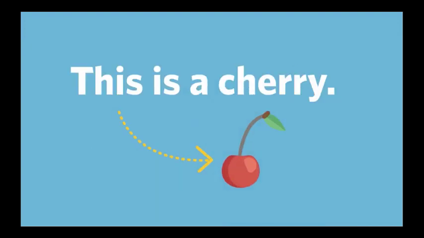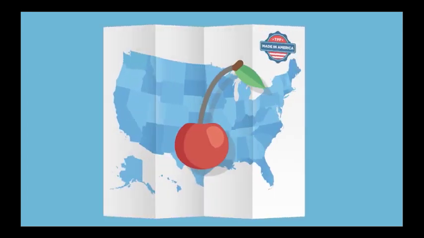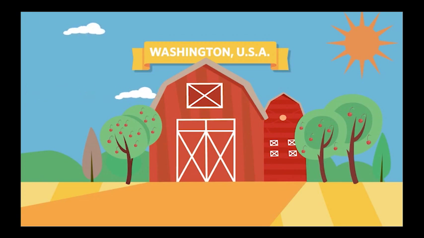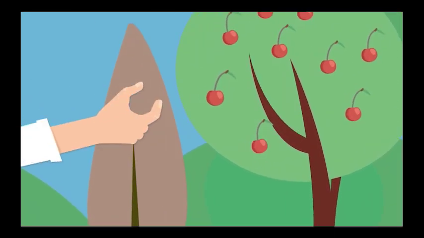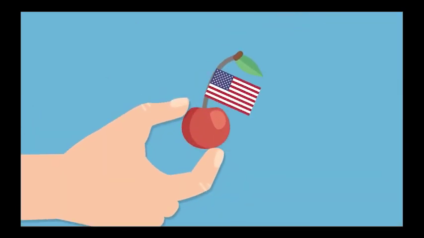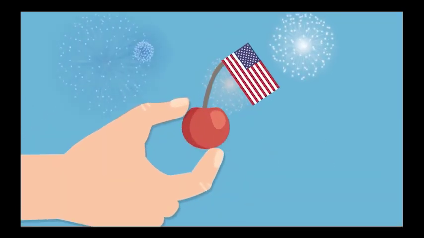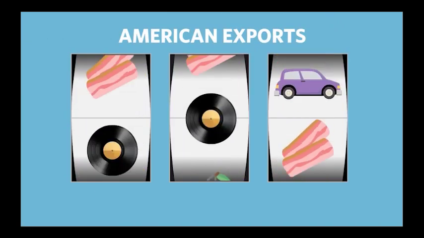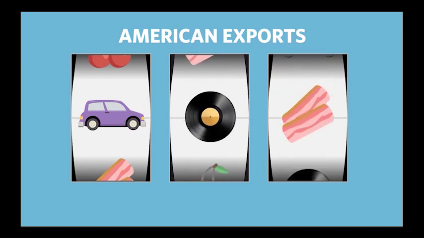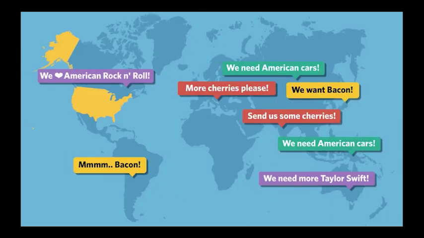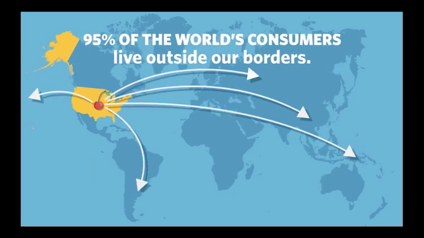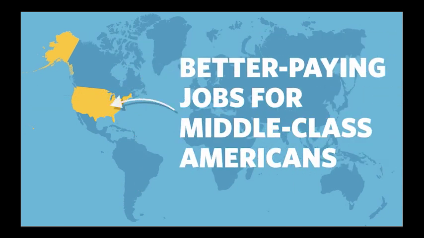This is a cherry. Well, this is no ordinary cherry. It's an American cherry. Homegrown and picked with love on a family farm in Washington State. Today, our cherry is getting ready to be enjoyed the world over. After all, the U.S. is one of the world's largest exporters of cherries. In fact, Americans grow and manufacture a lot of top-notch goods, like cars, music, and bacon, that people across the world want to buy. And that's important for our economy, because 95% of the world's consumers live outside our borders. And when they buy our Made in America products, they support better paying jobs for middle-class Americans here at home.